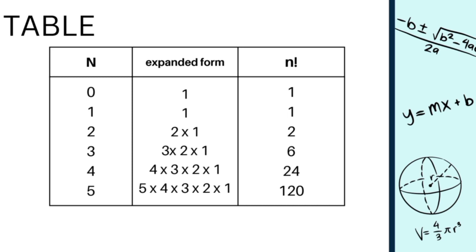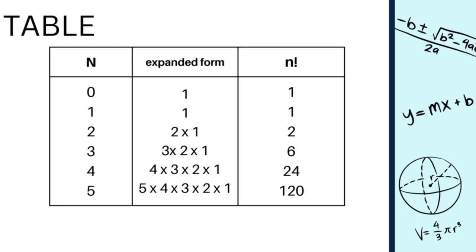When n is 0, the expanded form of 0! is 1 and n! is 1. When n is 1, the expanded form is 1 and n! is 1. When n is 2, the expanded form is 2 times 1 and n! equals 2. When n is 3, the expanded form of 3! is 3 times 2 times 1 and n! is 6.